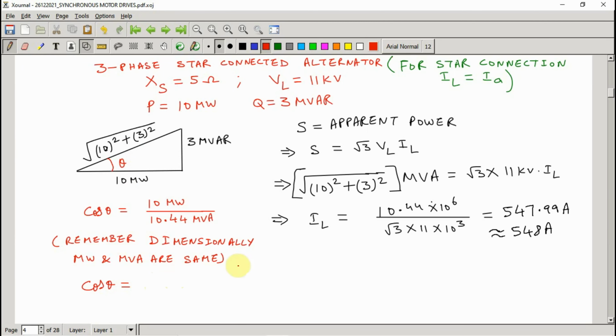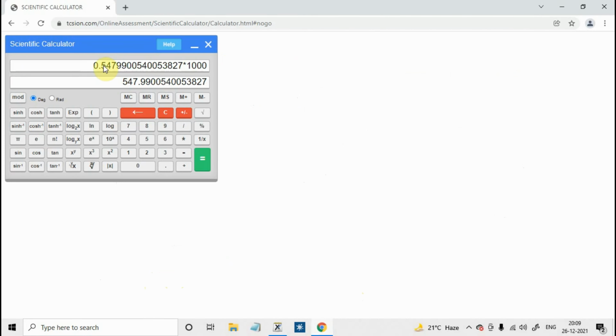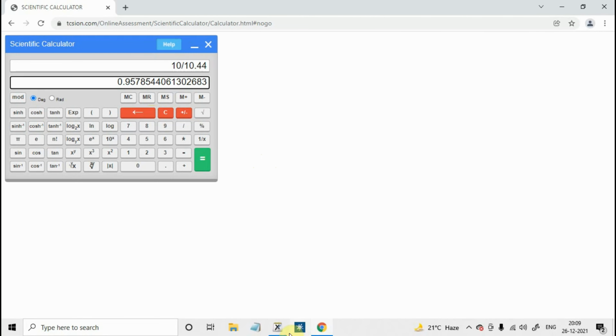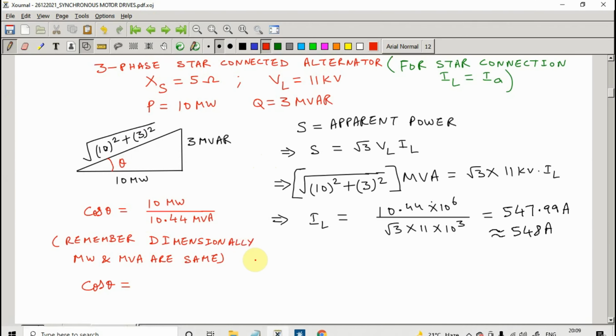So from this you can easily calculate cos theta equals to how much? It is 10 by 10.44. So let's calculate, 10 divided by 10.44. So how much is it coming? 0.9578. So I can approximate it as 0.958. Now we will cross check this value from another alternative. This is what we have calculated in some way.